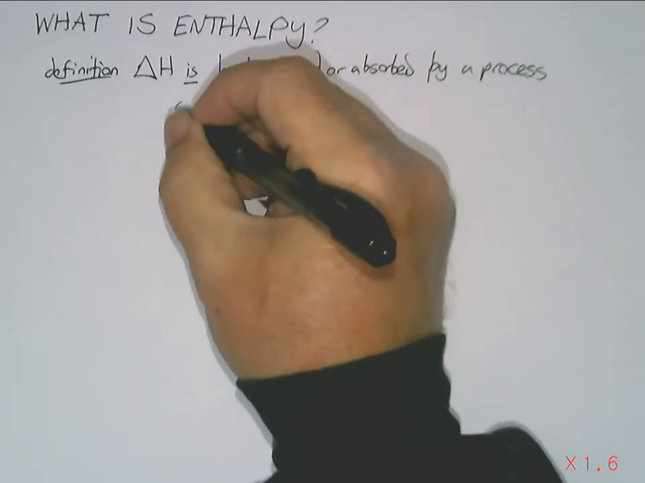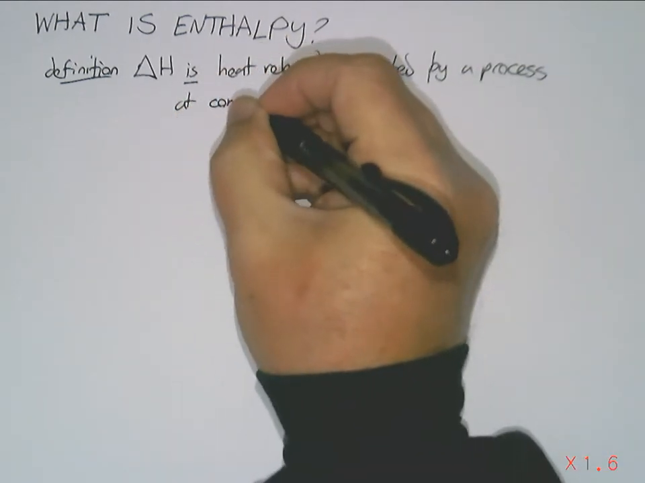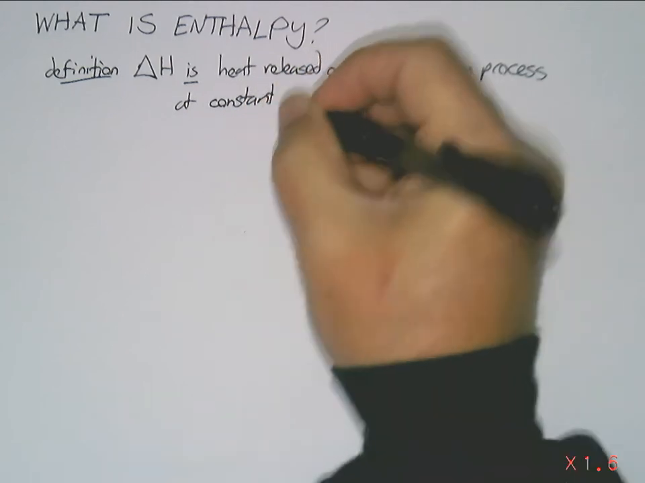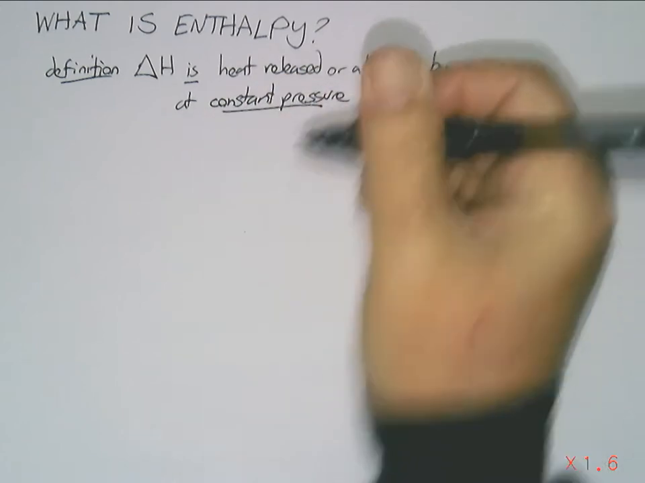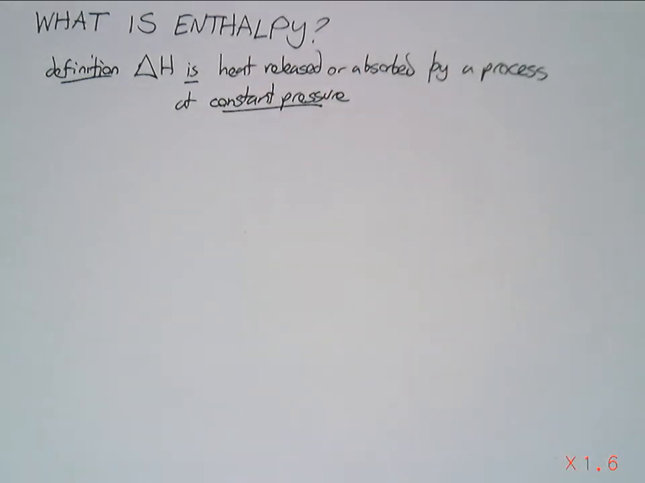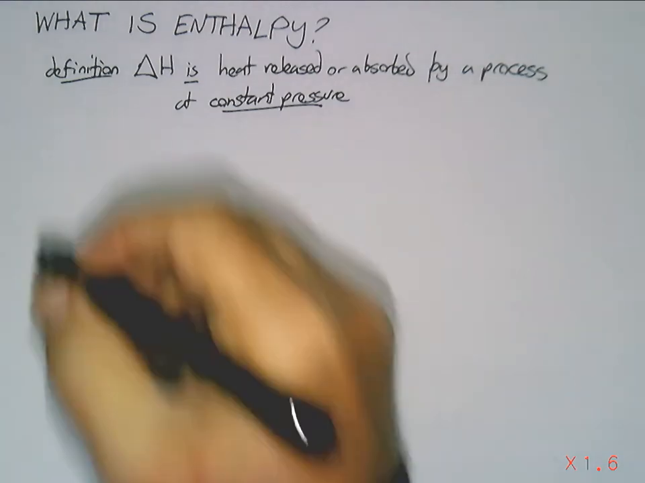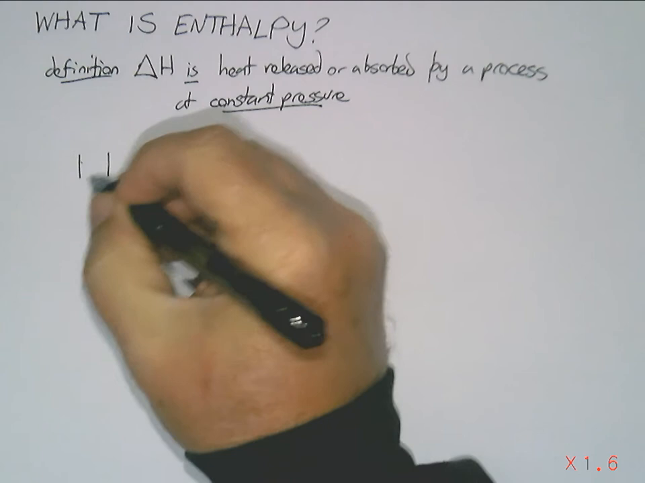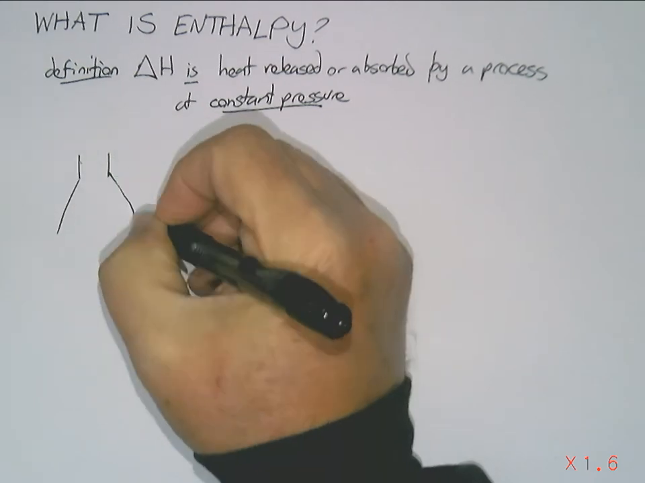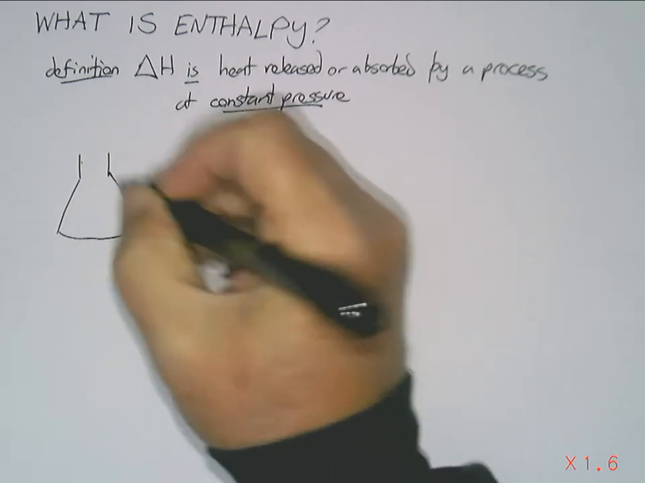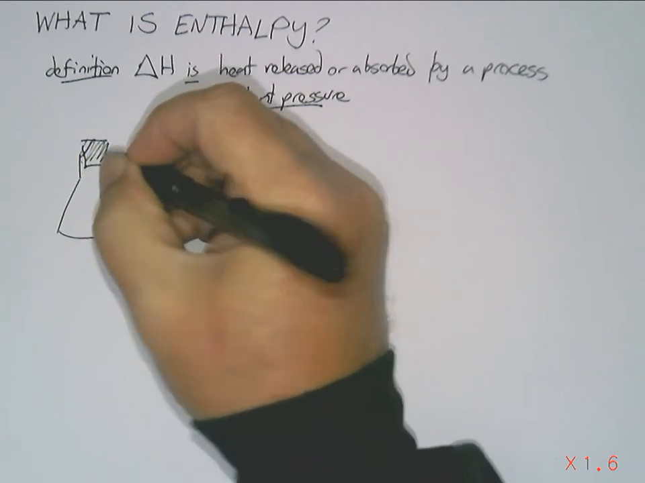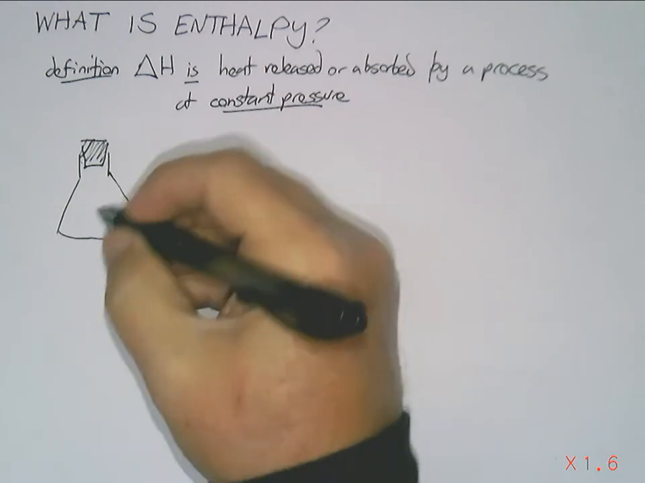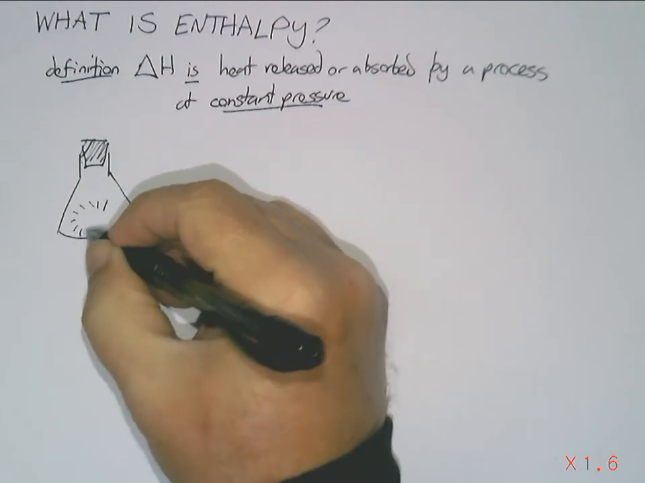Here's the important part. Constant pressure. We didn't say anything about that when we were doing our calculation before, but it's got to be at constant pressure. Well, let's see what's going on here. Suppose I've got a flask, and I've got some kind of reaction, maybe a combustion reaction or something going on in here. And I have a nice stopper on top, and there's no air or anything. There's only the reactants of the reaction in here.